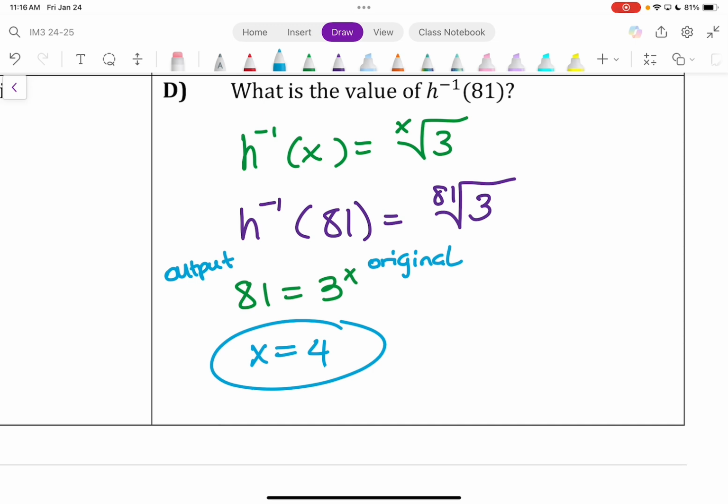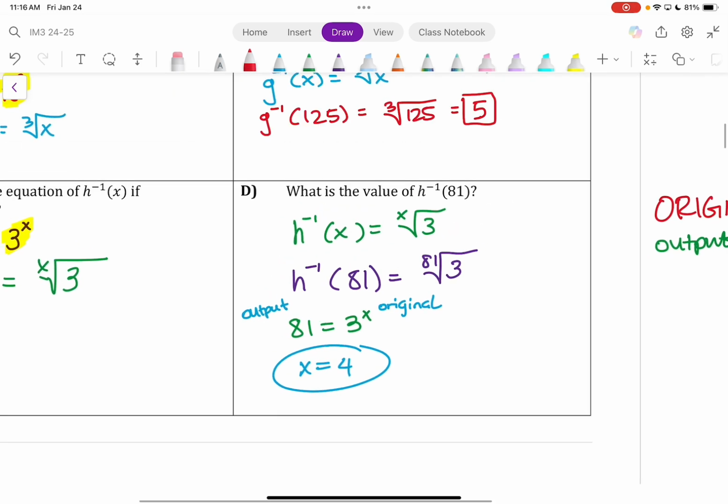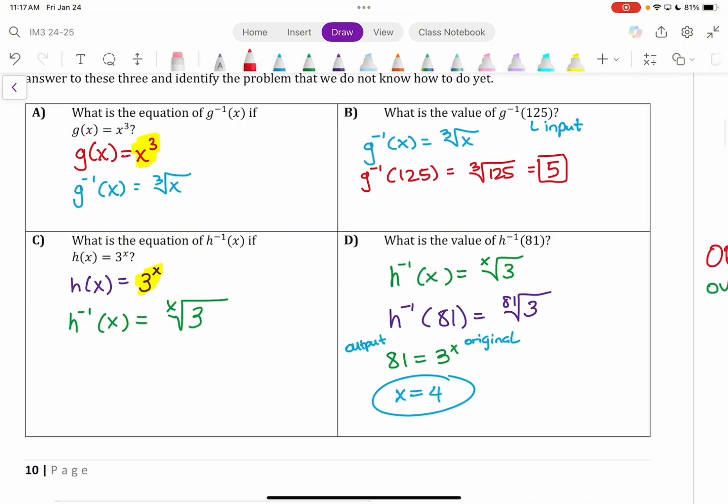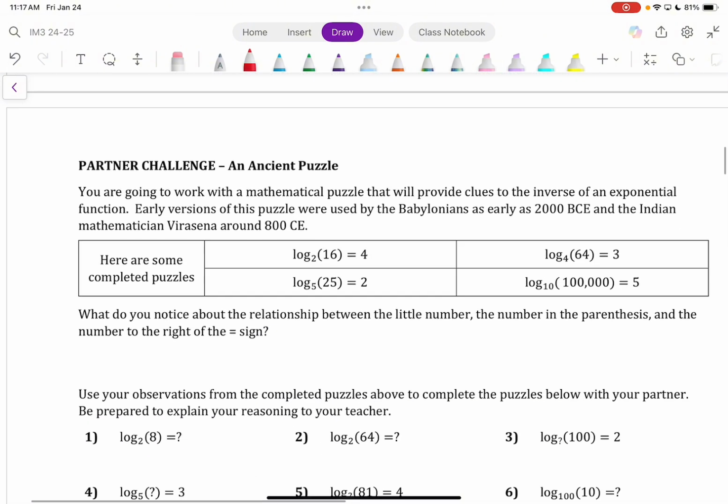Now, the reason why it's not possible is because the 81st root of 3 is not the correct inverse of an exponential function. We are going to explore the actual inverse of an exponential function just below. Are there any questions on this task right here before we move on to the next section? Okay, then let me tell you what we're doing next.